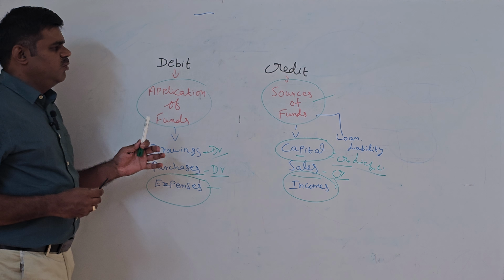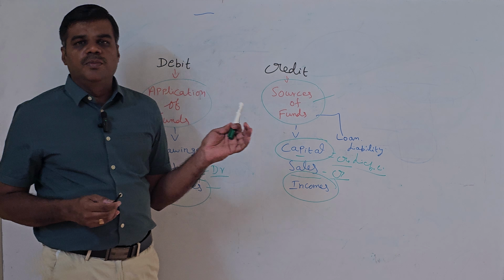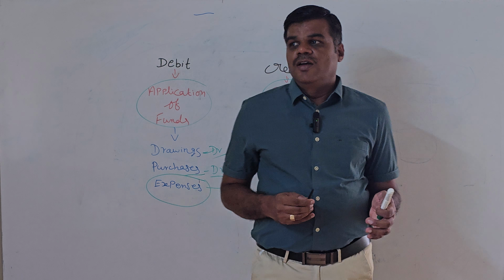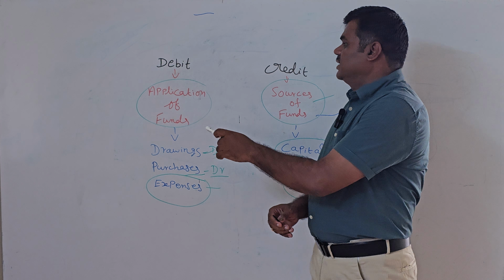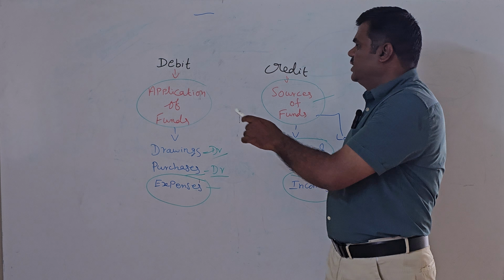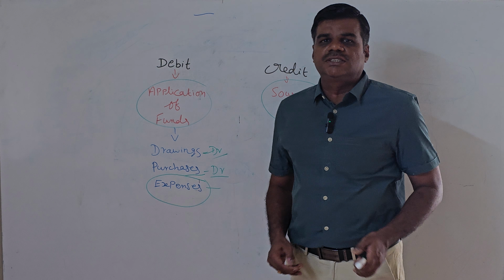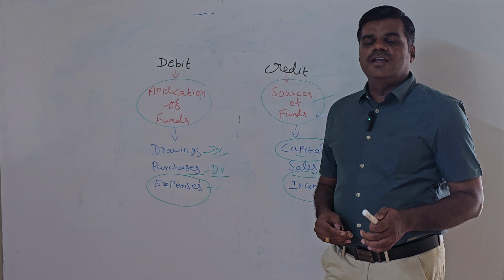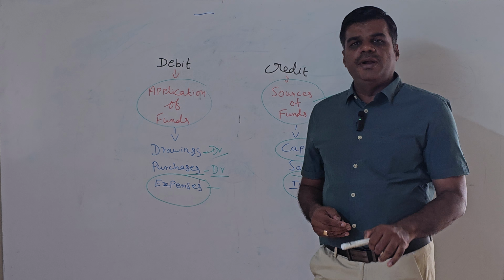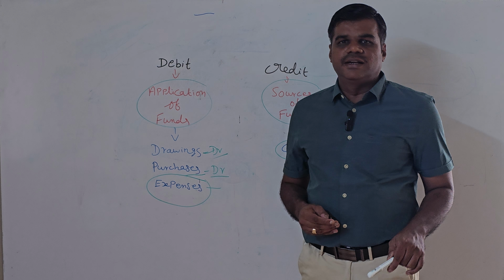This is a somewhat detailed explanation about debit and credit. With the help of this, credit means sources of funds, debit means application of funds, we can easily identify which one should be debited and which one should be credited.